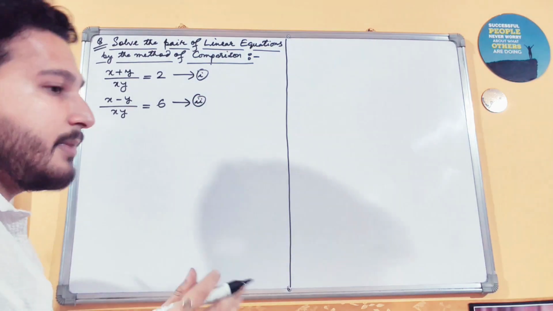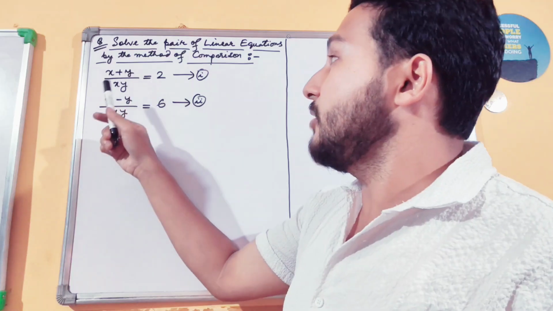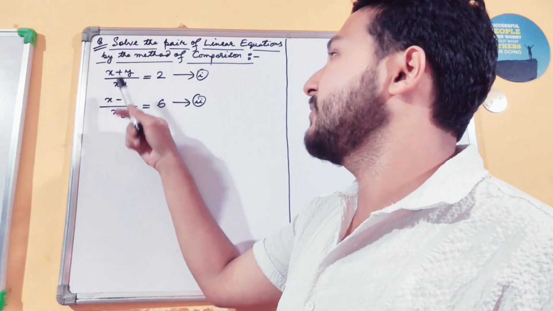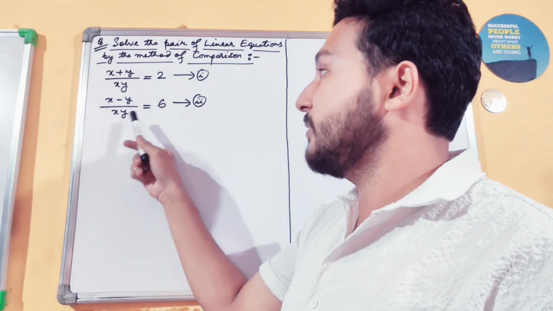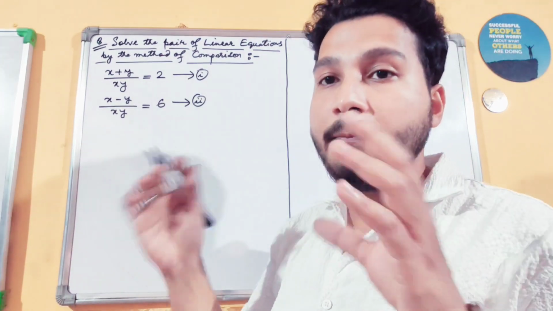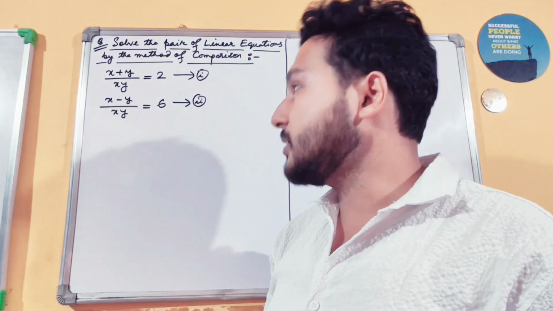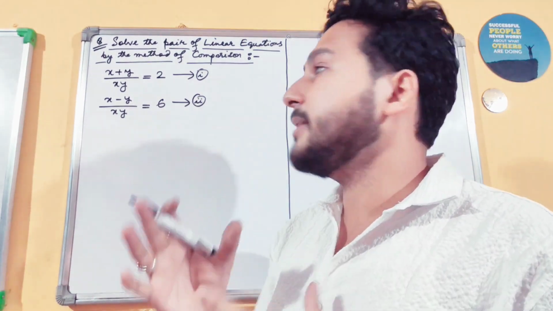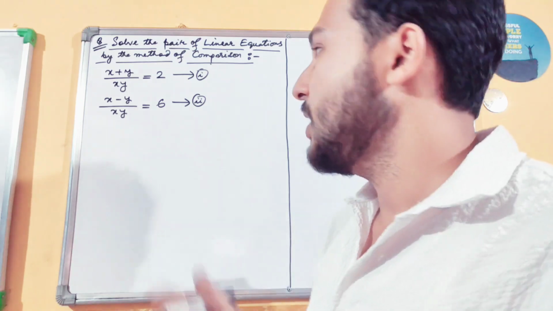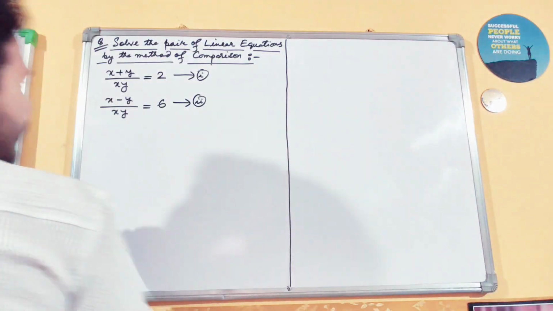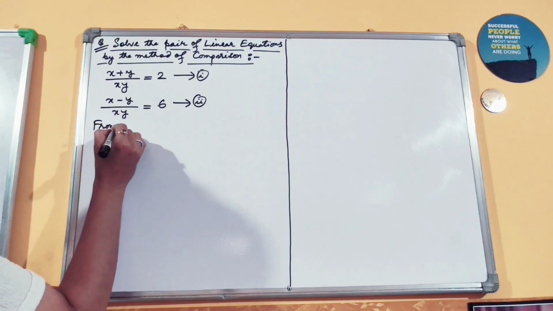Now we solve this by the method of comparison, meaning we have to find the value of any one of the variables from the first equation. Suppose we find out x and also we find out x from the second one. Now we just compare those values of x from the two equations. Then we find the value of one variable and just put it in the first equation. This is how we do it.